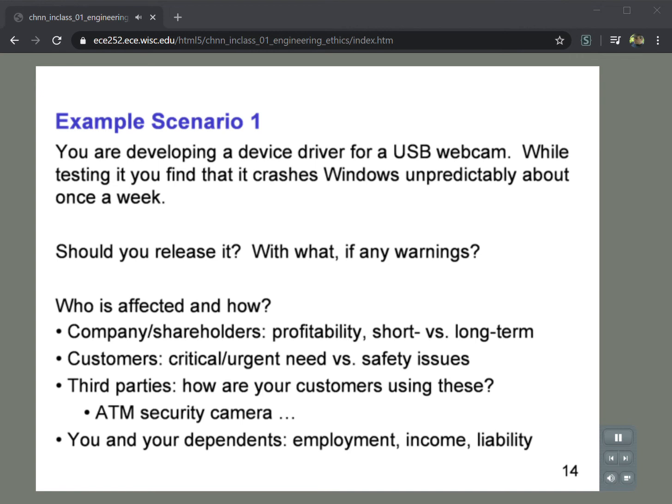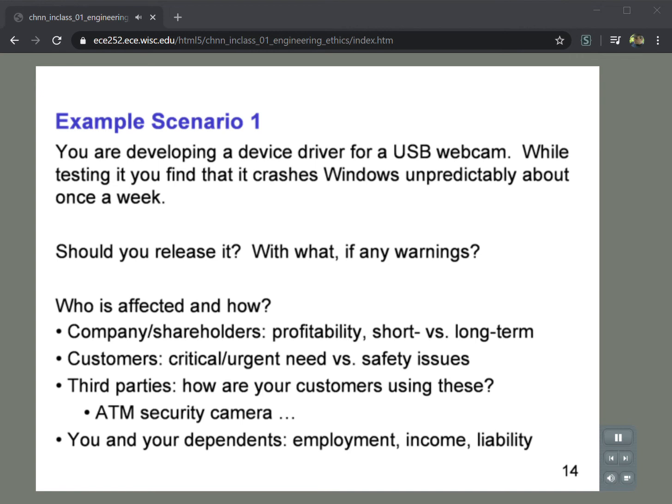There's also the customers. There may be some customers out there that have a critical or urgent need for this particular device. Maybe it's actually important for them that you get this out. They've been waiting for this. You promised them this device, and they really need it. And if they don't get it soon, then whatever they're trying to sell, maybe it's a service that they're selling, or maybe it's another product that integrates your product into it, they're going to be delayed, and they're going to be in trouble. So maybe there's an issue there.